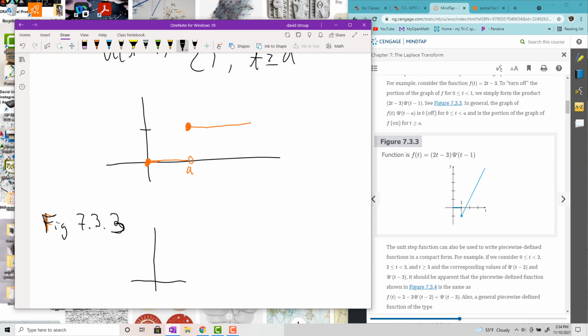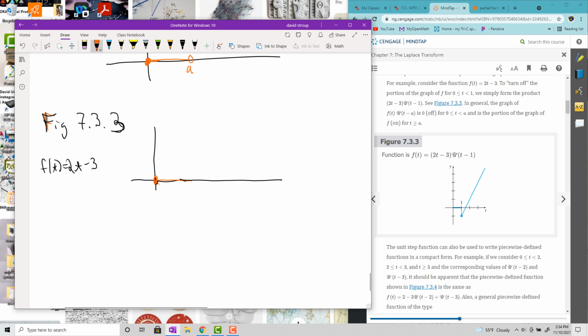They want to graph something that is off at first, and then when it turns on, they want it to be a linear function with slope. In particular, when it turns on they want it to be f of t equals 2t minus 3. So how do I pull that off is the question.